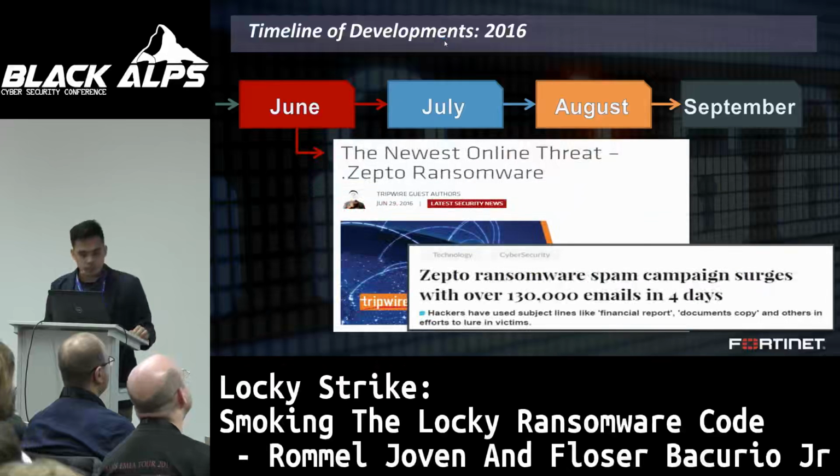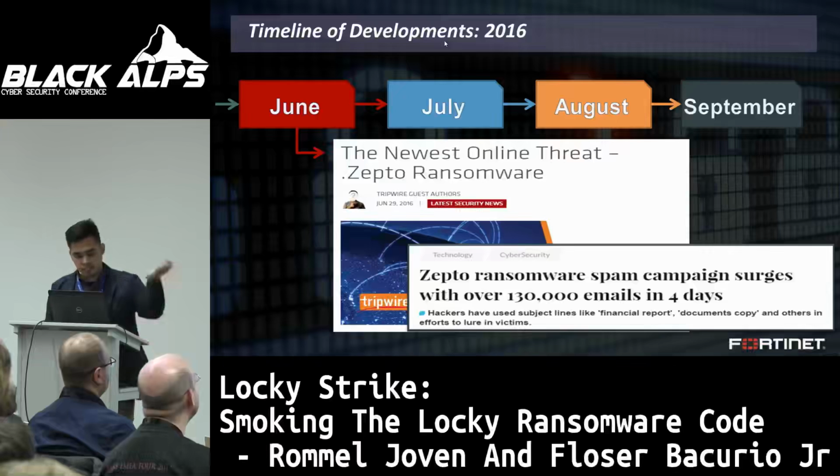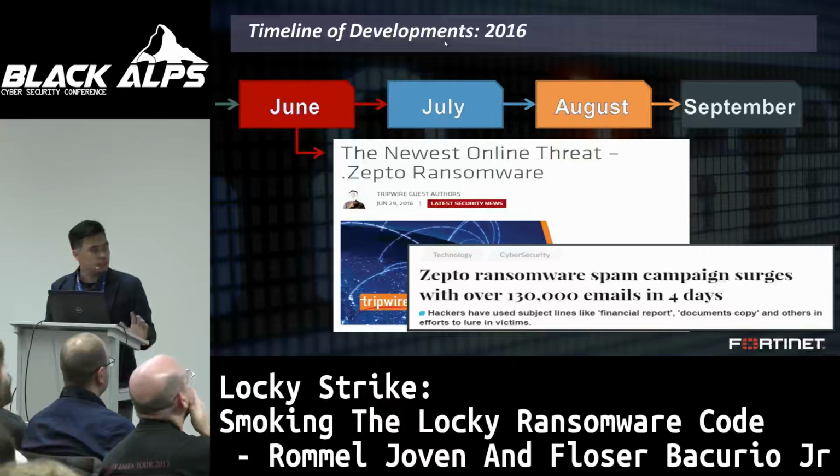Next, also in June, Locky changed the extension of its encrypted files to Zepto. This update caused a bit of confusion among some researchers at that time, who thought it was a new ransomware family, since usually a ransomware family is identified by the extension added to the encrypted files. Apparently, Locky and Zepto were the same.